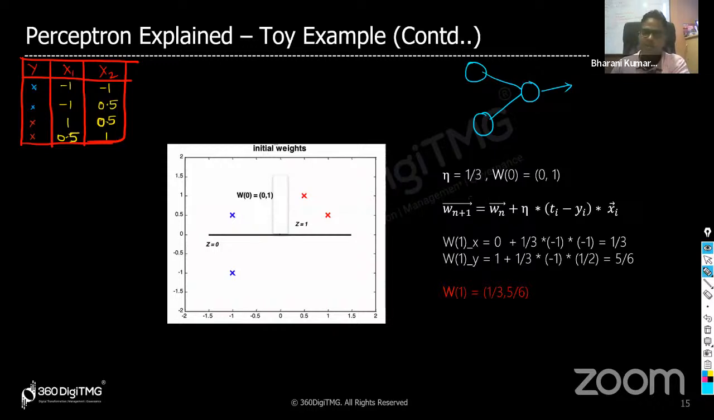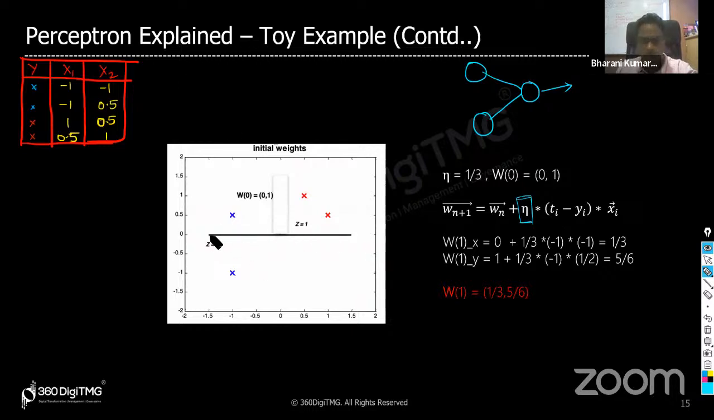And assume that the eta value was chosen as 1 by 3. Eta value ranges from 0 to 1. Say you have selected an eta value as 1 by 3. So the new weight is equal to old weight plus eta value into the actual value minus predicted value into input.